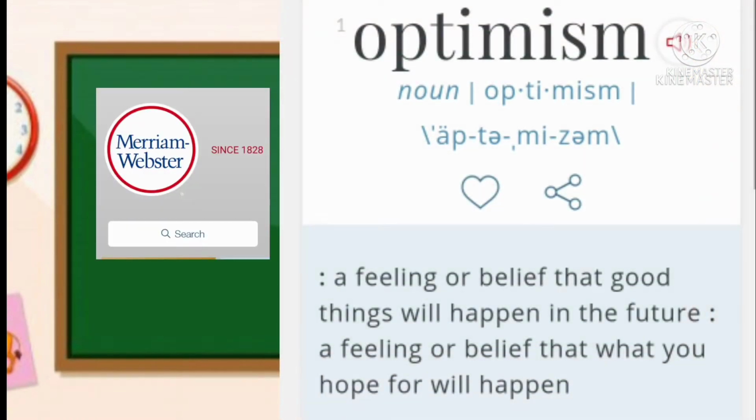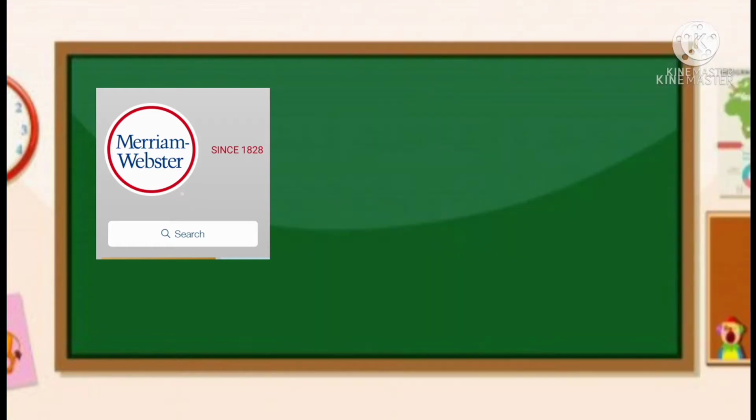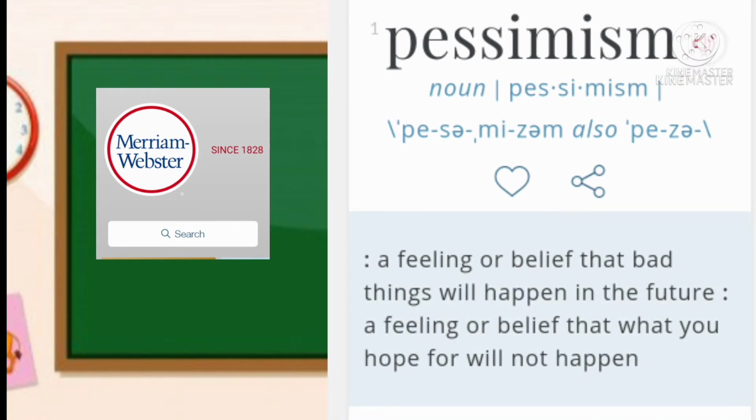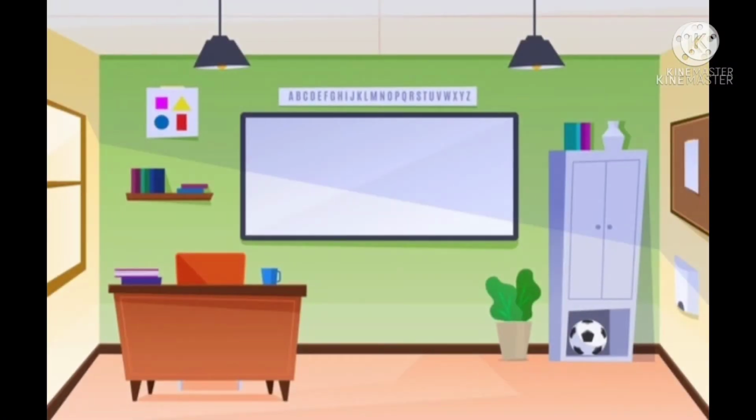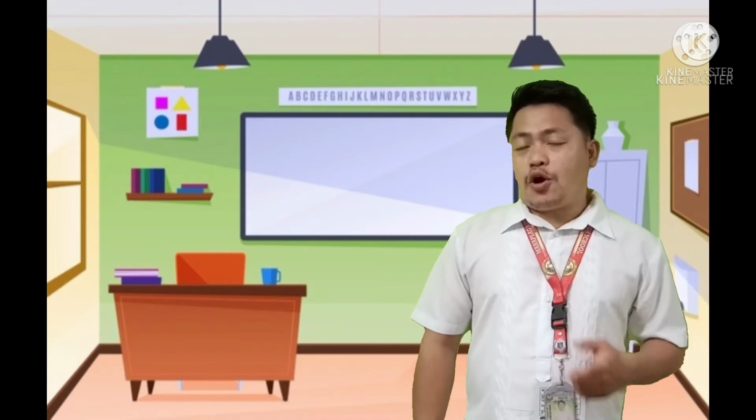According to Merriam-Webster Dictionary, optimism means a feeling or belief that good things will happen in the future. It means a feeling or belief that what you hope for will happen. On the other hand, the word pessimism means a feeling or belief that bad things will happen in the future, or what you hope for will not happen. Going back to our previous question, therefore, it is the optimistic person who wants to reach the top of the mountain because he or she is a risk taker.